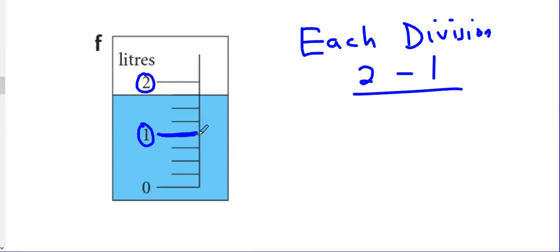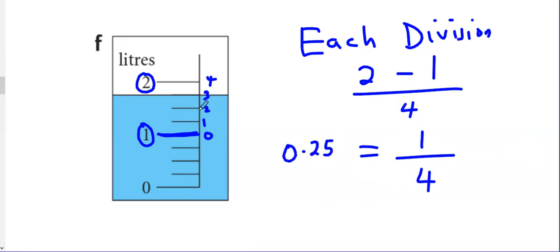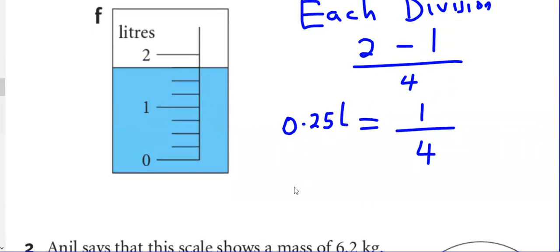The starting number is counted 0, 1, 2, 3, 4. So there are 4 lines, so divided by 4. This will be 2 minus 1 equals 1. When you divide by 4, that is a fraction which you must change into a decimal. This will be 0.25. Now each line here represents 0.25 liter.